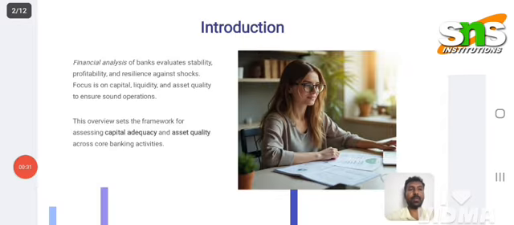So, introduction. Financial analysis of banks evaluates stability, profitability, and resilience against shocks. Focus is on capital, liquidity, and asset quality to ensure sound operations. This overview sets the framework for assessing capital adequacy and asset quality across core banking activities.